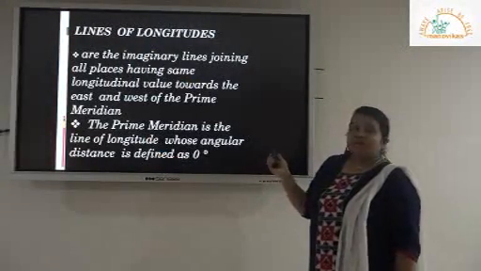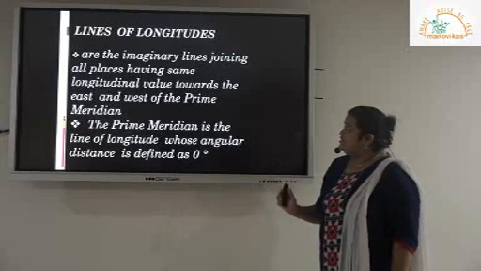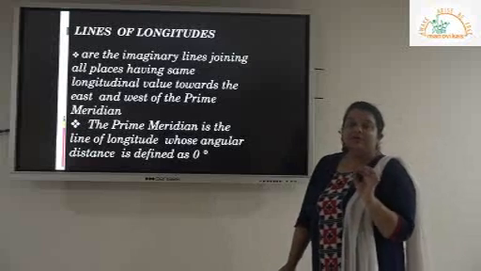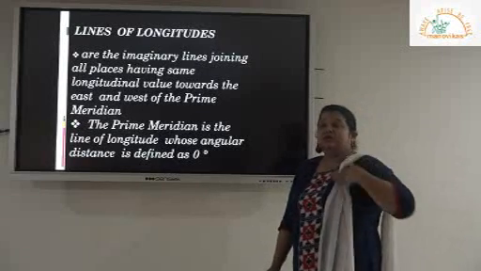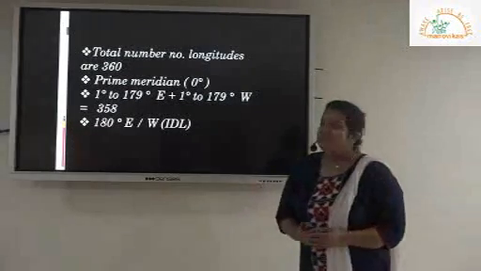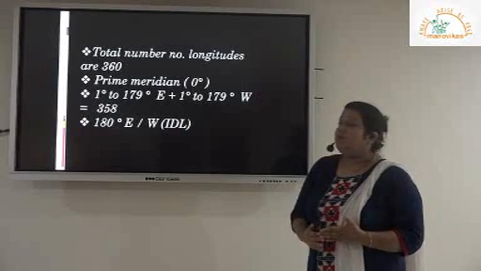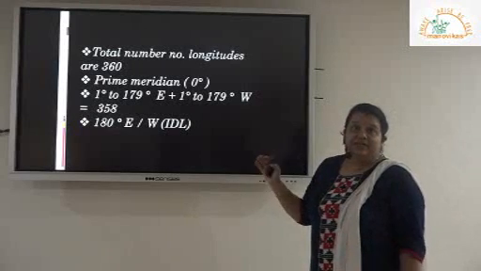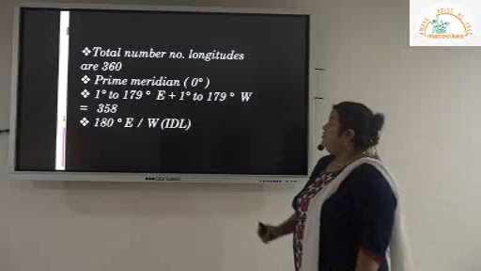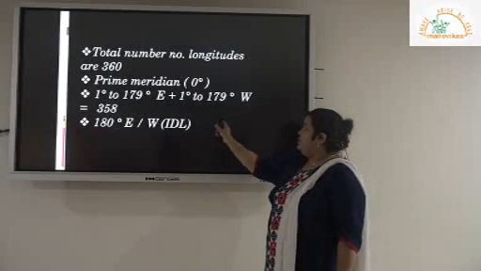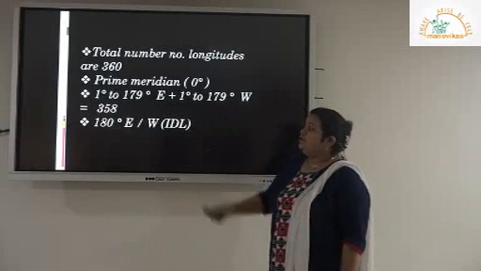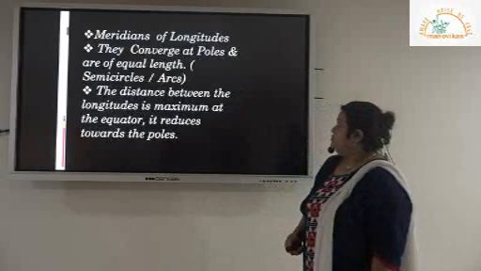These are imaginary lines joining places having longitudinal values towards the east and west of the prime meridian. The prime meridian is given a value of 0. This particular line crosses a place called Greenwich near London. The total number of longitudes is 360, which includes the prime meridian, and 180 degrees east and west is a single longitude which is exactly opposite to the prime meridian. We have 1 to 179 east plus 1 to 179 west, which makes up 358. So altogether we have 360 longitudes.